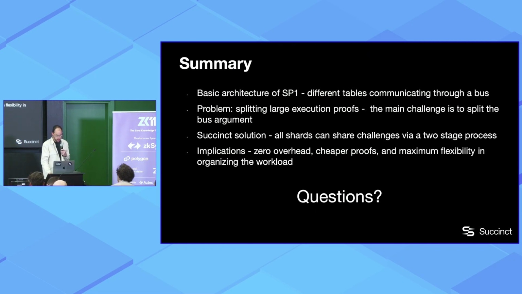So to conclude, we went through the basic architecture of SP1, and actually any lookup-oriented VM basically looks like that, or most VMs. RISC Zero is a little different, but a lot of lookup-based VMs look like that. Then we talked a little bit about continuations, and really it's just about the bus. Our solution was to share challenges via a two-stage process.